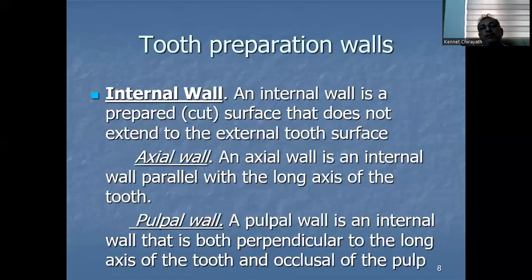Now comes the preparation walls. There are two types: internal wall as well as external wall. Internal walls basically are of two types: the axial wall as well as the pulpal wall. An internal wall is a prepared surface that does not extend to the external tooth surface. So there are two internal walls: one is the axial wall and the other is the pulpal wall.